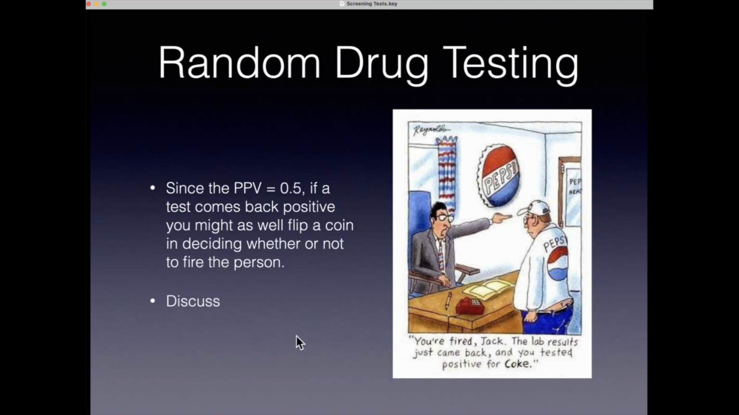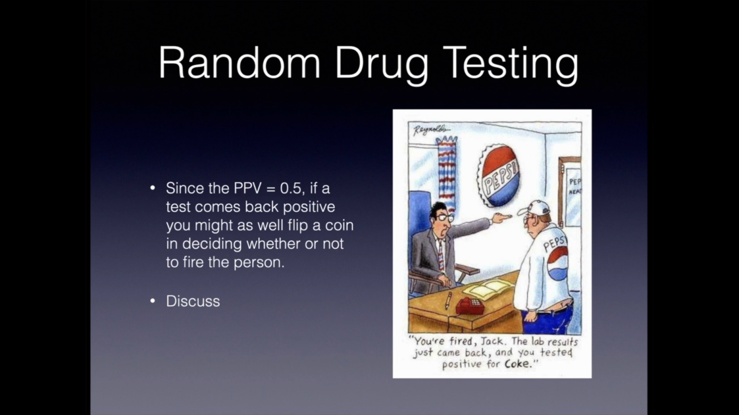All right, and so that's what we're saying here. Since the PPV, the positive predictive value, is only 0.5, if a test comes back positive, you might as well flip a coin in deciding whether or not to fire the person. So although we have a screening test that appears to be fairly accurate, because of the low prevalence of drug use in this company, the positive predictive value is not that high.